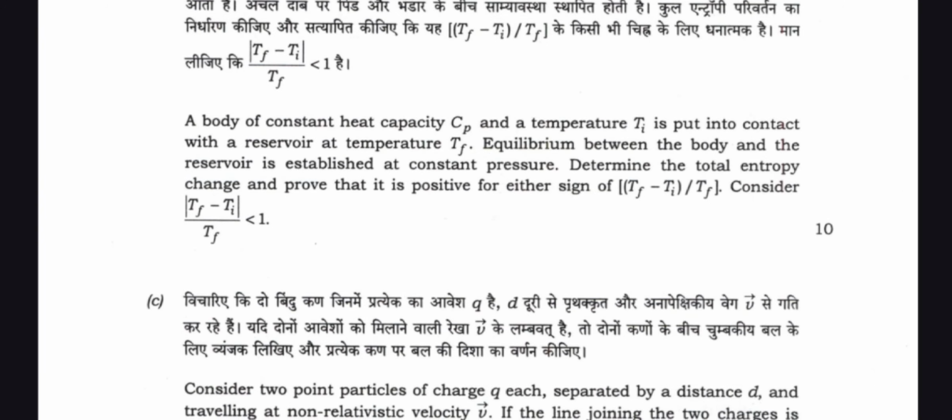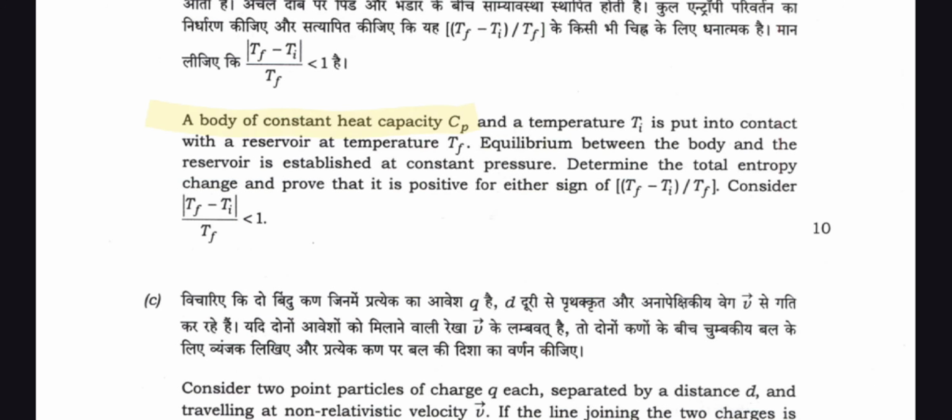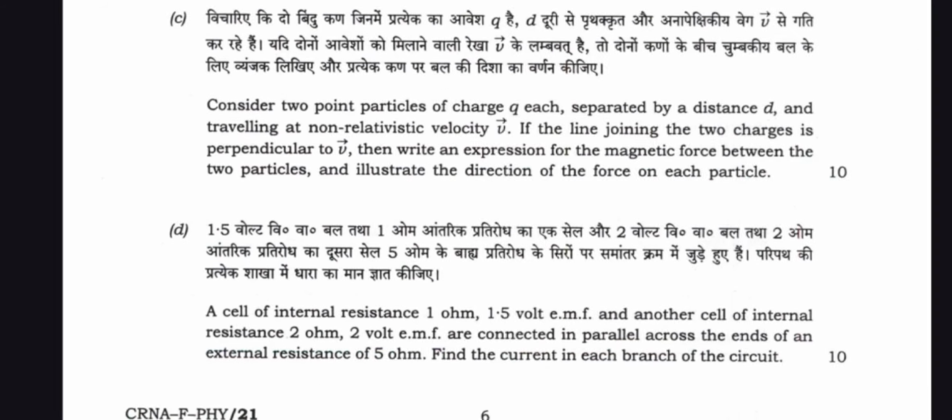You see, a body of constant heat capacity Cp and temperature Ti is put into contact with a reservoir at temperature Tf. Equilibrium between the body and the reservoir is established at constant pressure. Determine the total entropy change and prove that it is positive for either sign of Tf minus Ti upon Tf. Consider that Tf minus Ti upon Tf is less than 1. And question number C is here.